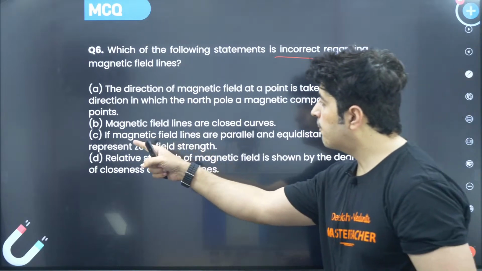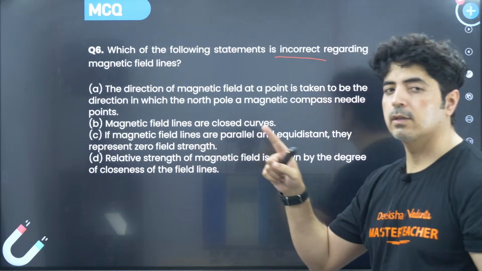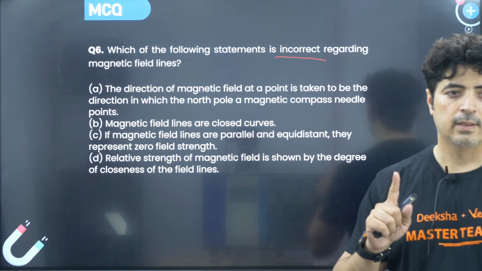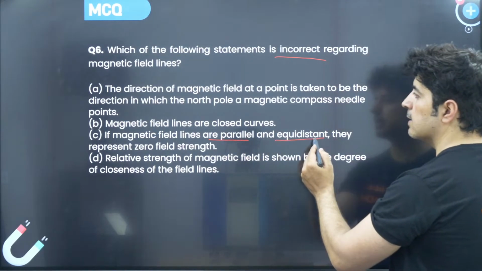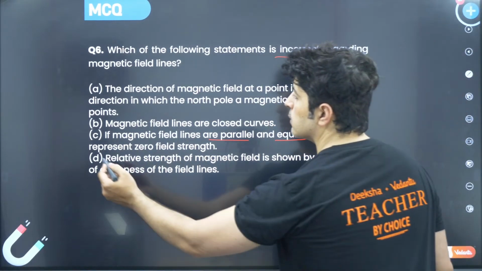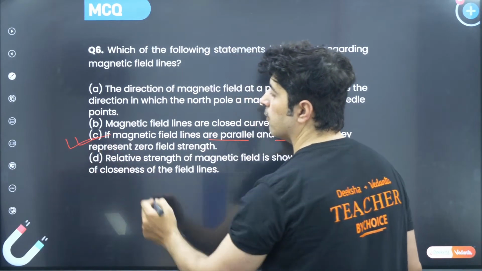C, if magnetic field lines are parallel and equidistant, they represent zero field strength. It does not represent zero field strength. So if magnetic field lines are parallel and equidistant, they do not represent zero field strength. So this is an incorrect statement, which is the right answer for this question.